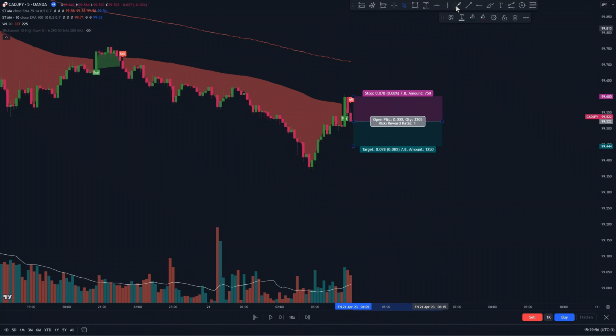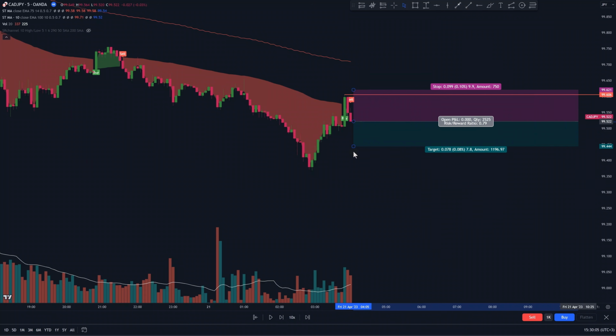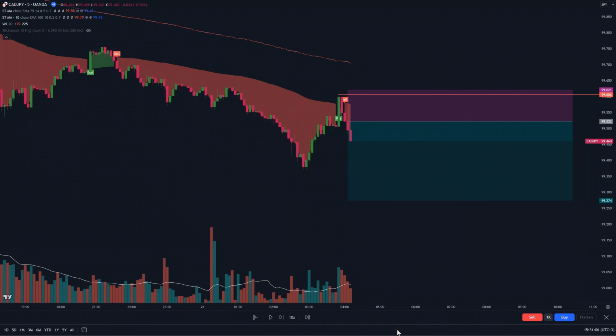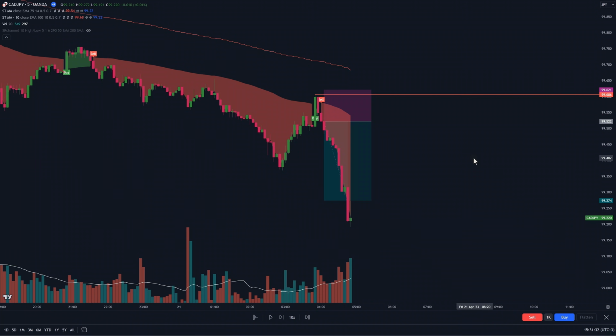The stop loss is gonna be set above the most recent swing high, and for the take profit, we're gonna set it at 2.5 times the risk for a risk-reward ratio of 1 to 2.5. We let the trade run and take profit.